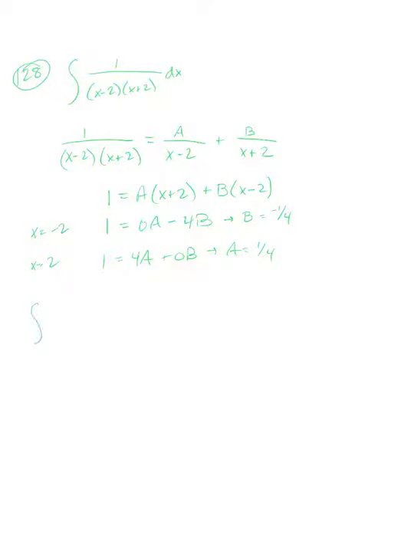So my integral then can be rewritten as a over x minus 2 plus b over x plus 2. And then I can integrate term by term. So I have 1/4 ln x minus 2 minus 1/4 ln x plus 2 plus c.